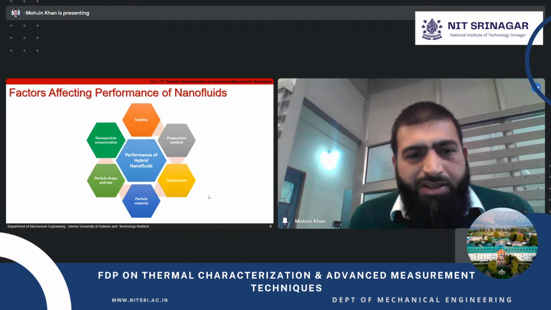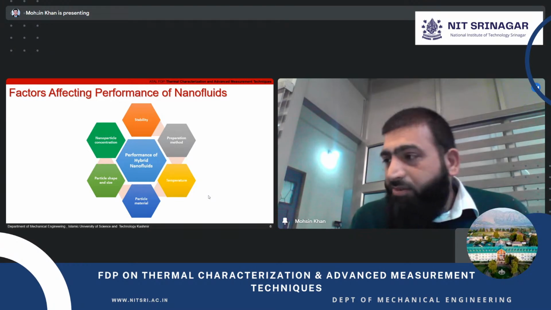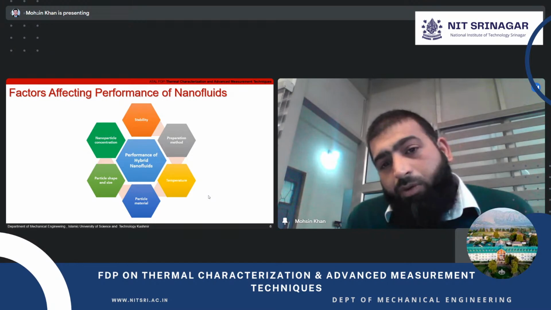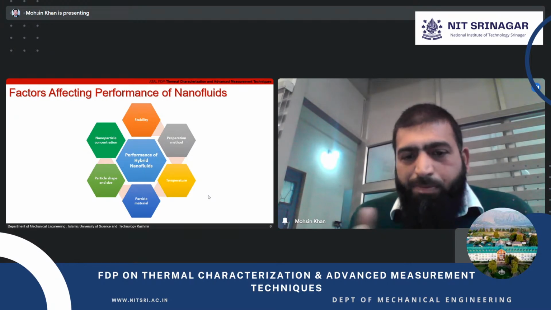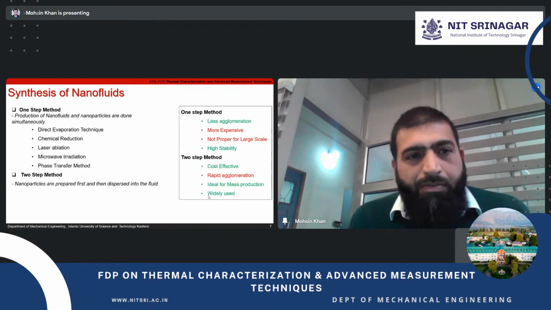So, what are essentially the factors which affect the performance of nanofluids? Nanofluids are greatly influenced by the nanoparticle concentration, by the shape and size of the nanoparticles, particle material, temperature, and how these nanofluids are prepared. These are all parameters which influence the performance of a nanofluid.